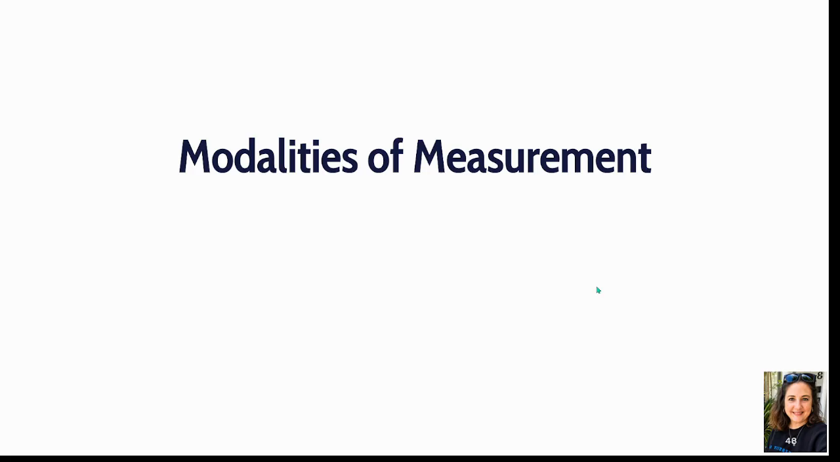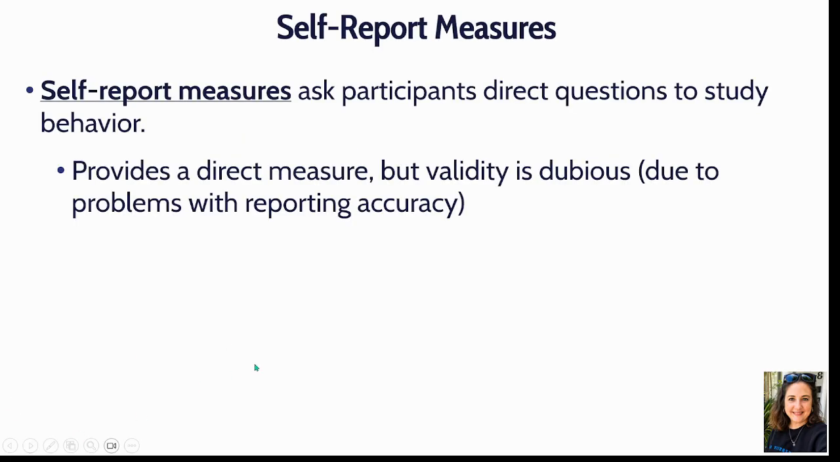All right, let's continue and talk about modalities of measurement. Modalities of measurement refers to the way that we collect our data. First, we have self-report measures, and self-report is very self-explanatory. This is when we ask our participants to directly answer a question about their behavior. So it gives us a good measure.